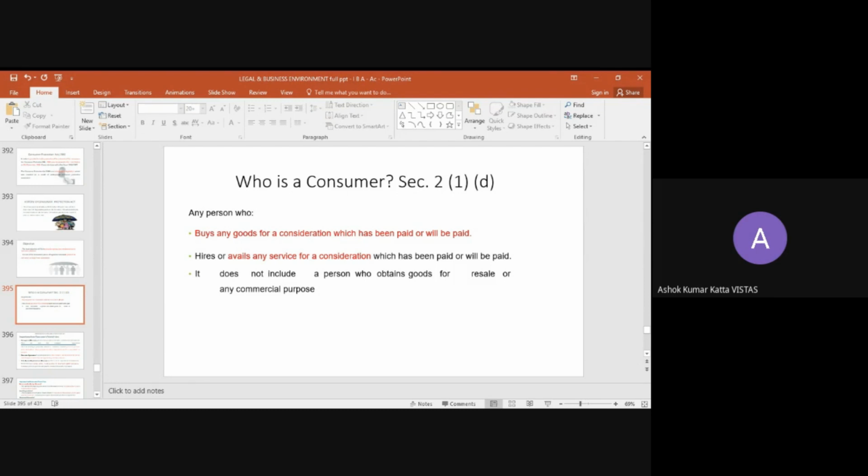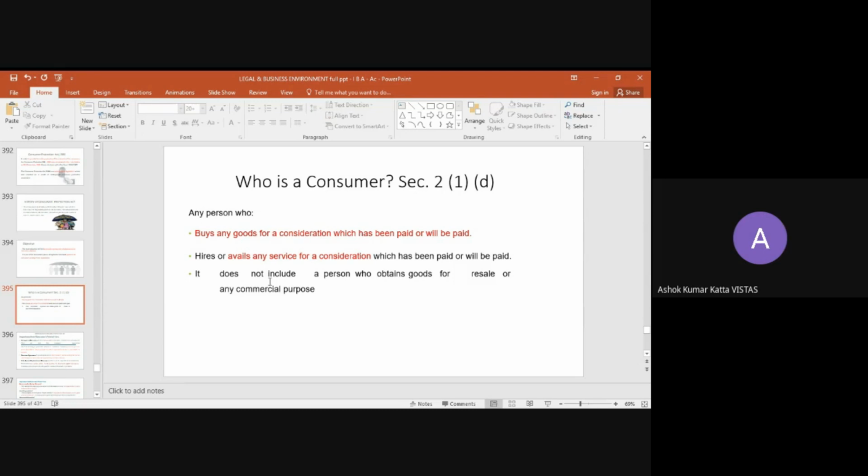And the second category will be called a customer. A customer is a person who will be recommending somebody else to start to buy and use the product. That is the fundamental difference between consumer and customer. A buyer buys goods for consideration, consideration meaning what has been paid for use, whereas a customer may pay the money or may not pay the money, but definitely is going to use the product.